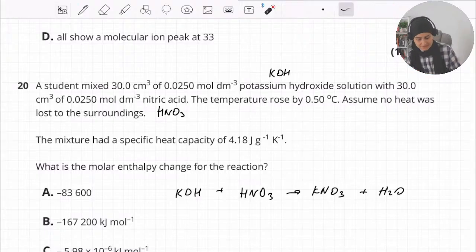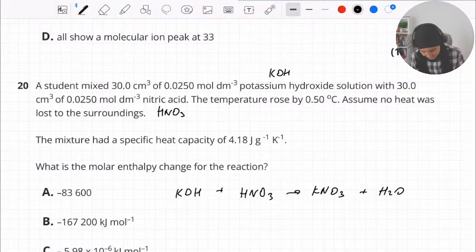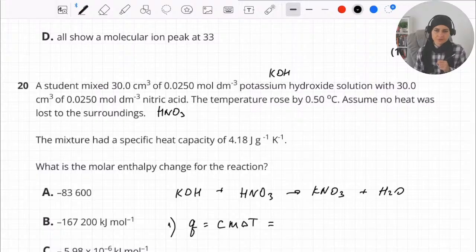And I see that I have equal volumes and concentrations for both, so there is no limiting reactant. I don't have to check. They both react in a perfect 1-to-1 ratio. Now we have to find the molar enthalpy. The first step to finding molar enthalpy is to find the heat, which is Q equals C m delta T, and this formula is in your data booklet.